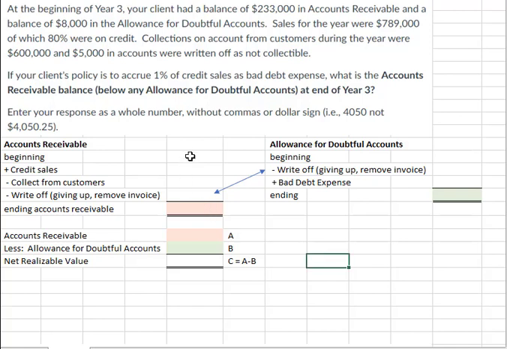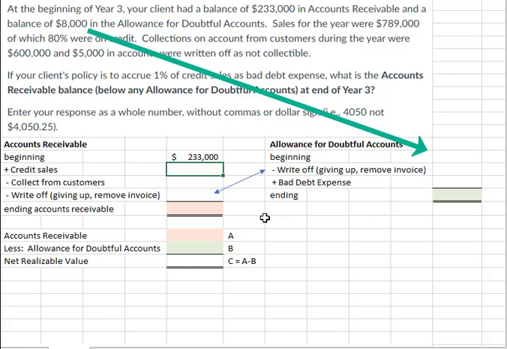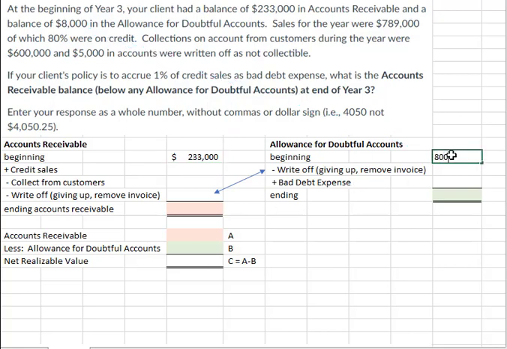So at the beginning of year 3, your client had $233,000 of beginning receivables. And I'm using the conceptual model. This is available in Canvas as an Excel file if you want to also use it. And then the beginning balance in the allowance is $8,000.